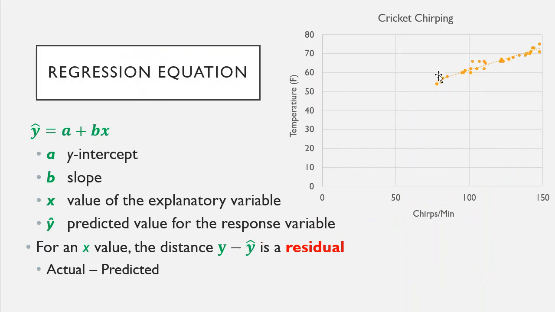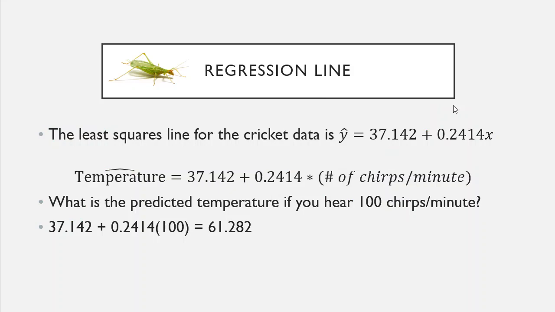So the regression equation, again, you can imagine that the y-intercept would have to be way over here at 0. That's that 37 we saw. And then as we go over 1 chirp per minute, how much does the temperature go up? So it turns out that is the regression line. Y hat equals 37.14 plus 0.2414x. The predicted temperature is 37.14 plus 0.24 times the number of chirps per minute.